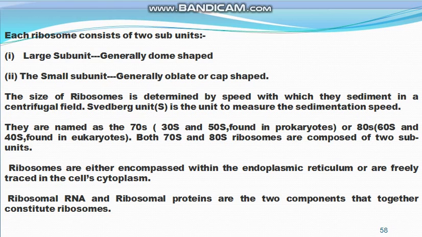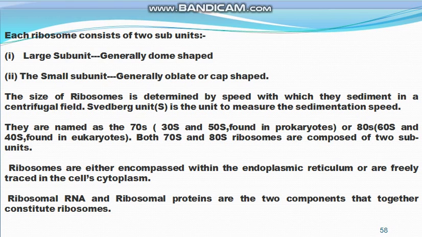And what about the size of the ribosome? The size of the ribosome is determined by the speed with which it sediments in a centrifugal field. The Svedberg unit, represented by S, is the unit used to measure the sedimentation speed. So we determine the size of the ribosome by the speed with which it gets sedimented in the centrifugal field, and that sedimentation speed is expressed in Svedberg units.